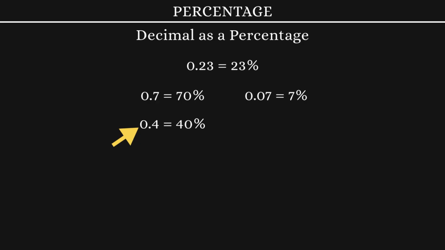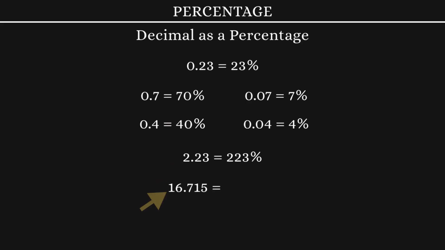0.4 will be 40% and 0.04 will be 4%. Let's say we have 2.23. This, when converted, will give us 223%. But is it possible to have more than 100 in percentages? Yes, we'll discuss that in the later sessions. Let's say we have 16.715. If you know this decimal in terms of a percentage, let me know in the comments.